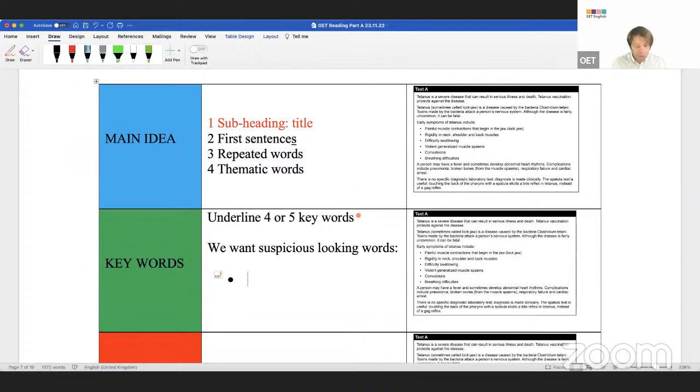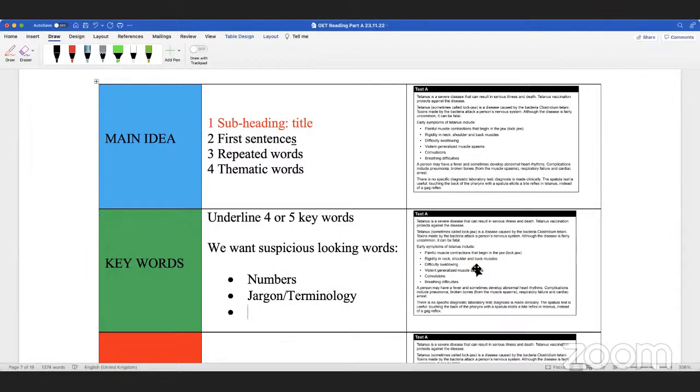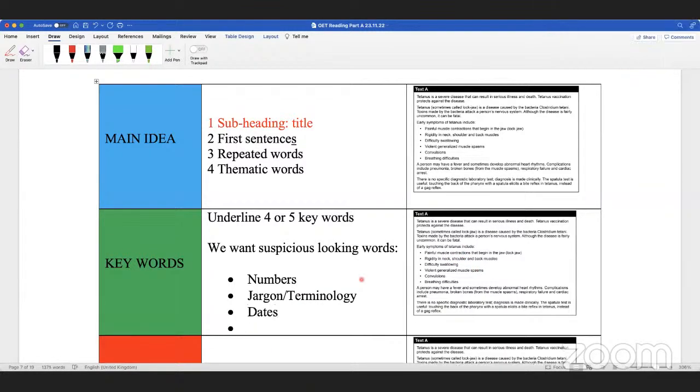So numbers are often very suspicious, aren't they? If I see a number here, probably they might ask me how long, how many, how much, right? So it's a good keyword. What else makes a good keyword? You can all shout out if you know. Looking for numbers, jargon, or terminology, which is the same idea. What else, guys? Dates. Capital letters. Names. I'll put numbers and dates here. Brackets. Protection.